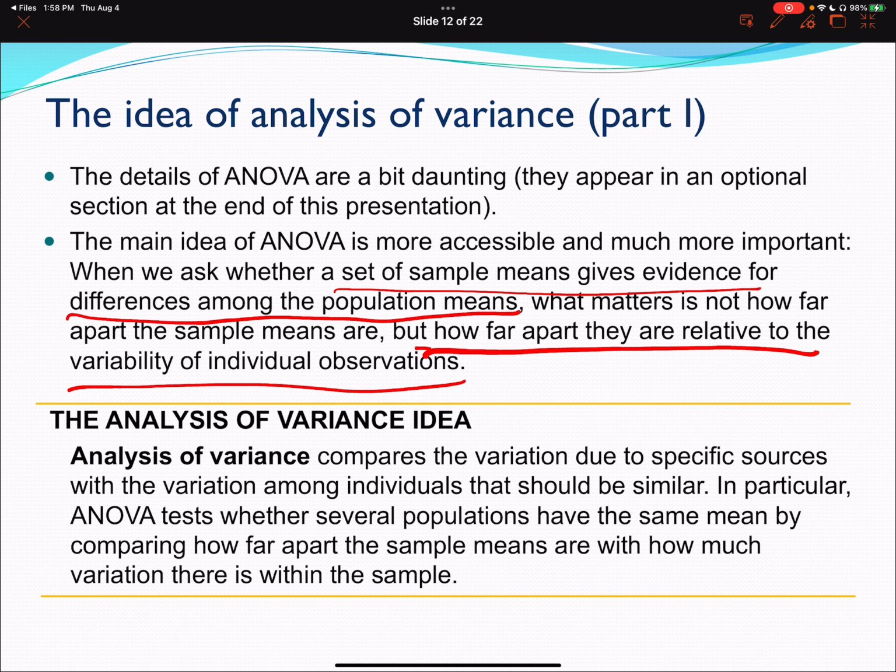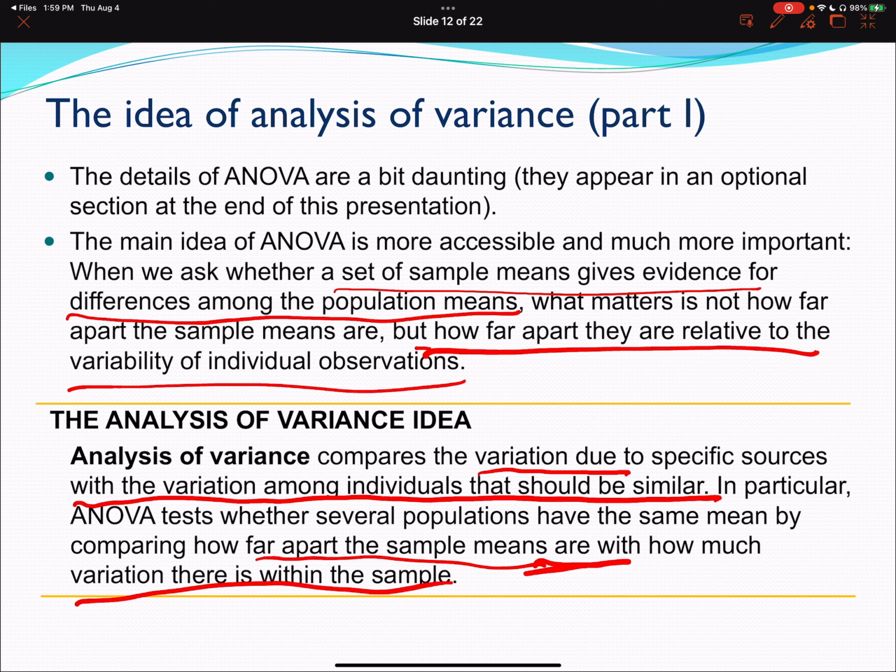Analysis of variance compares variation due to specific sources with the variation among individuals who should be similar. In particular, ANOVA tests whether several populations have the same mean by comparing how far apart the sample means are with how much variation there is in the samples.